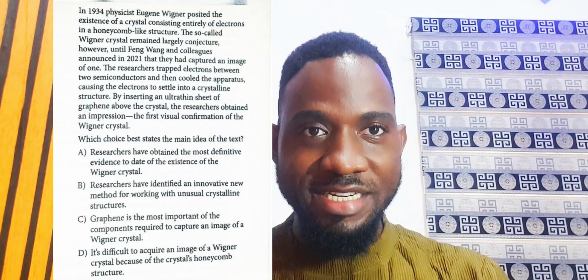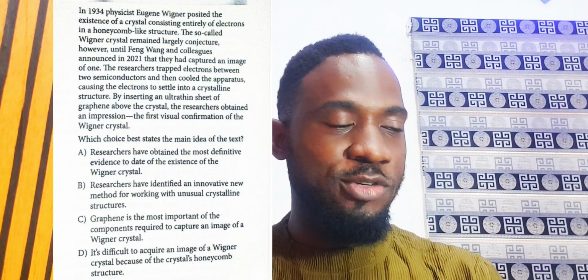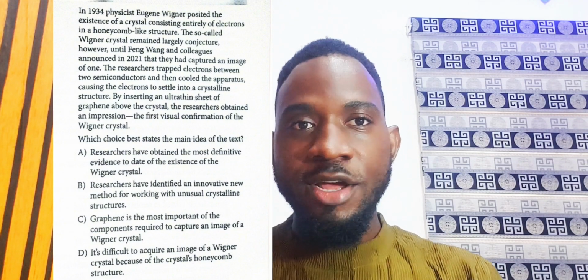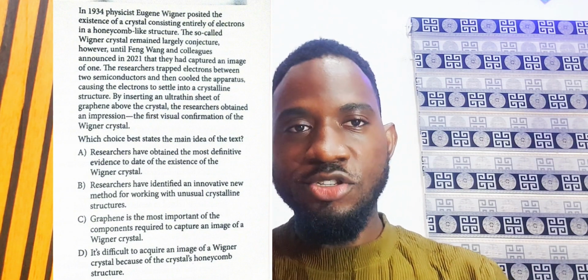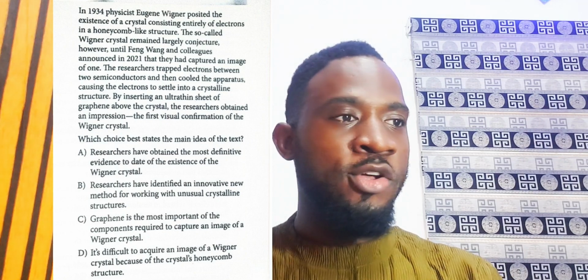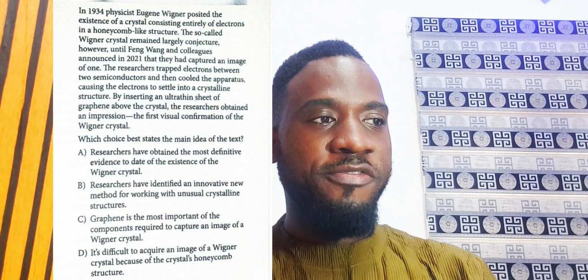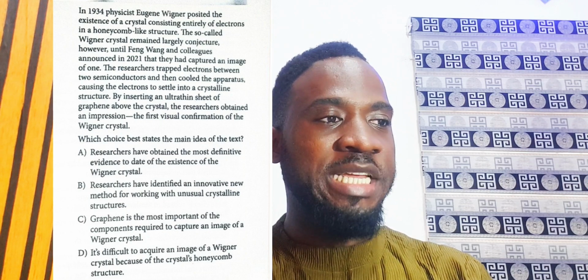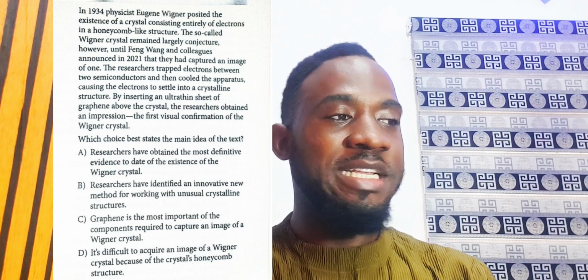So here we go. We have a main idea question showing right on your screen right now. Remember, the first step was to look at the blob, right? This question as it stands does not have a blob. So we'll just move right into the next step, which is to get the introductory sentence. It says, in 1984, physicist Eugene Wiener posited the existence of a crystal consisting entirely of electrons in a honeycomb-like structure.